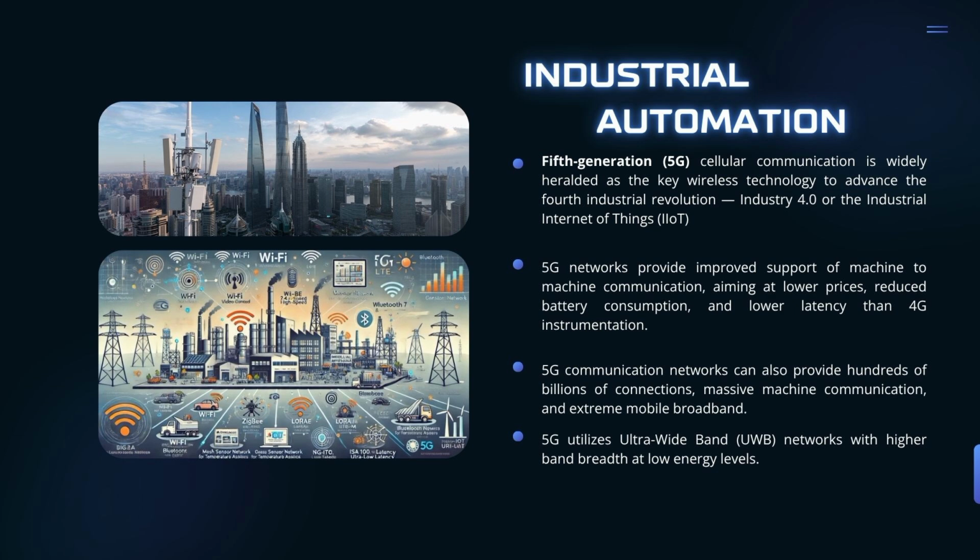Next is in industrial automation. Fifth generation cellular communication is widely used as the key wireless technology to advance the fourth industrial revolution, or industrial automation, since it uses ultra-wideband networks with higher bandwidth at low energy levels. It is significant in industrial automation since it can improve support of machine-to-machine communication, and it can provide hundreds of billions of connections, massive machine communication, and extreme mobile broadband.